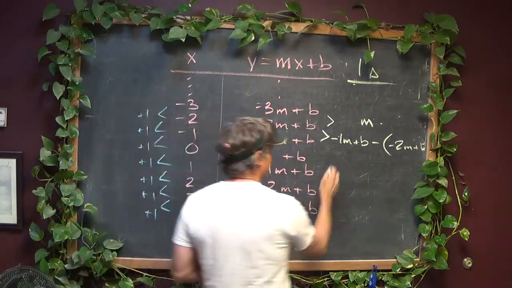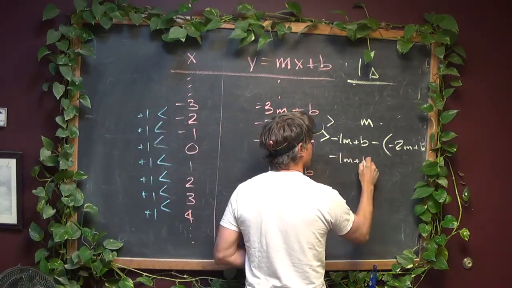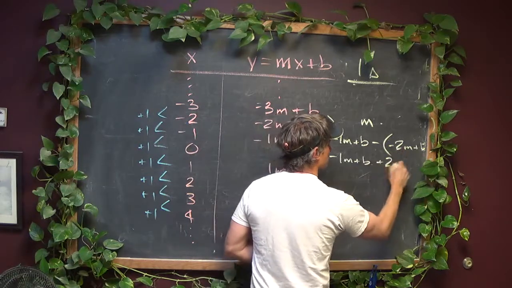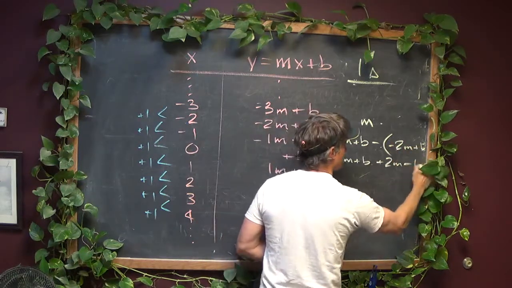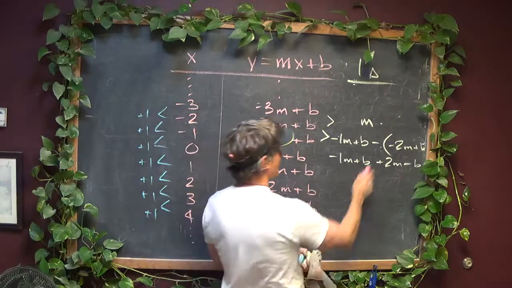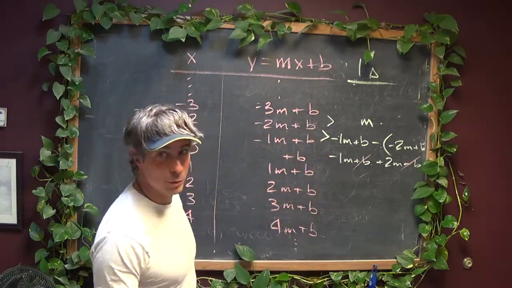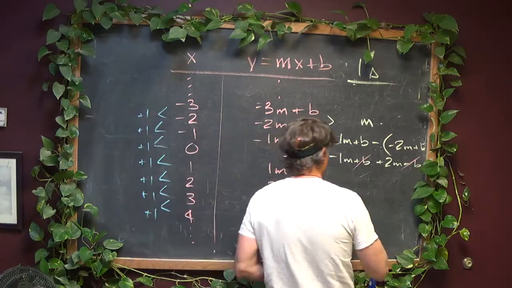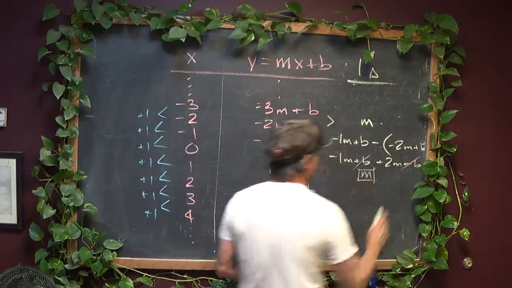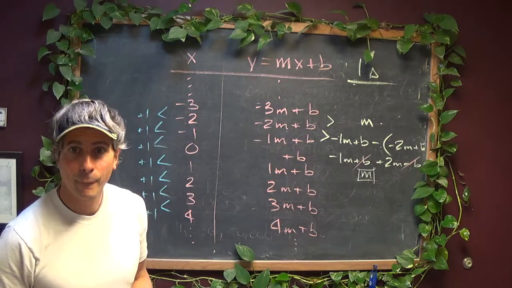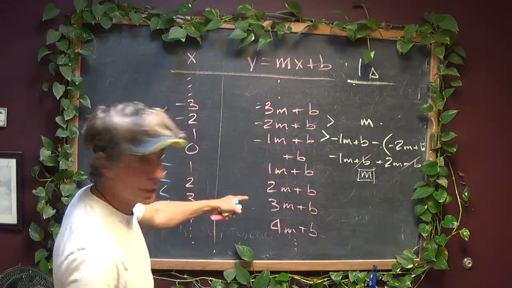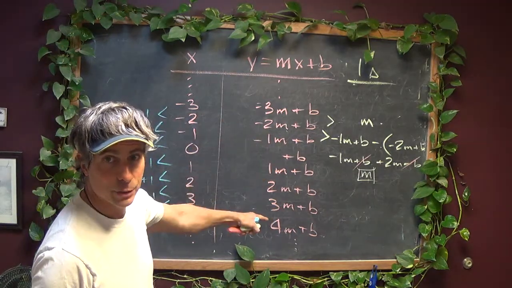Okay, again, mathematically, minus 1m plus b minus a negative 2 is plus 2m minus b. The b's are going to cancel. And you're left with minus 1m plus 2m, which is plus 1m. Once again, we have plus 1m. And no matter how many times you do it, it's going to be just m.